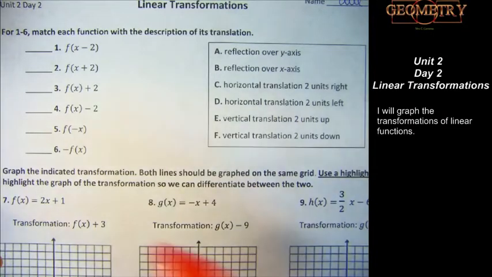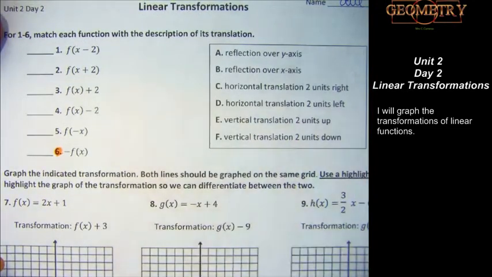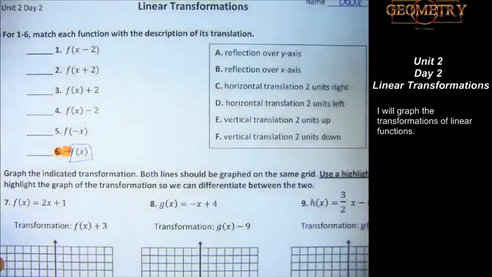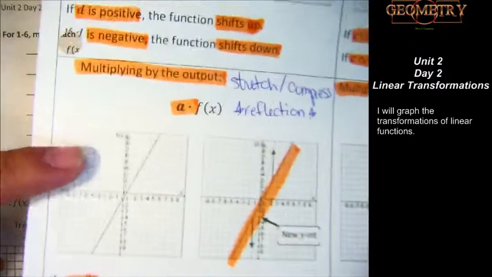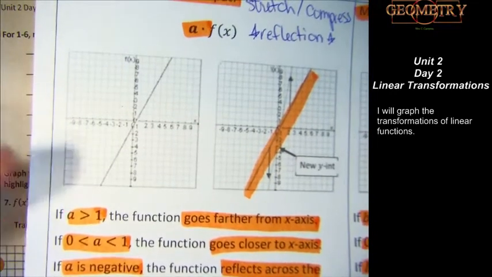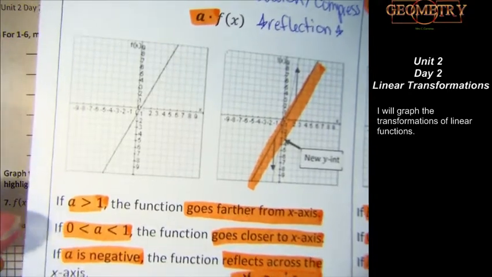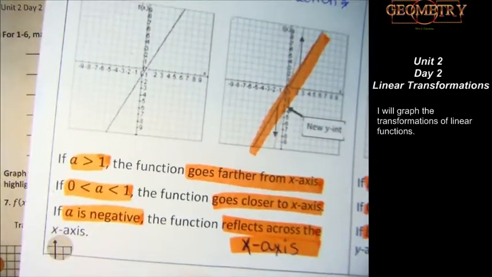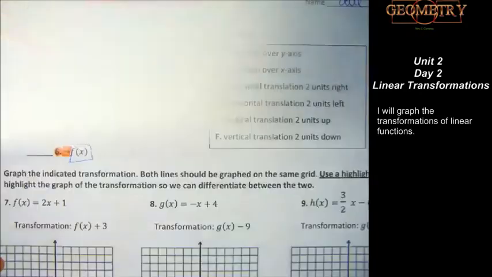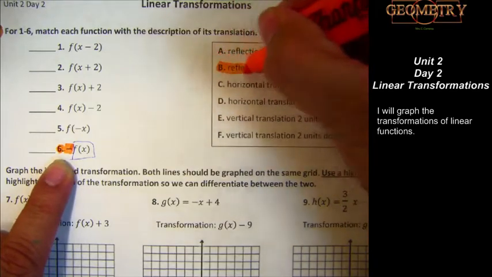Okay, so let's look at 6. 6 will be the one I look at. So if I look at this one, here's my function f of x, and it looks like I'm multiplying to the outside. So I'm multiplying by the output. That means I'm looking at this part of my notes. If it's bigger than 1, it's going to be some sort of stretch. If it's smaller than 1 but bigger than 0, it's going to be some sort of compress. And if it's negative, it's going to be a reflect across the x. It's a negative, so it's a reflection over the x.